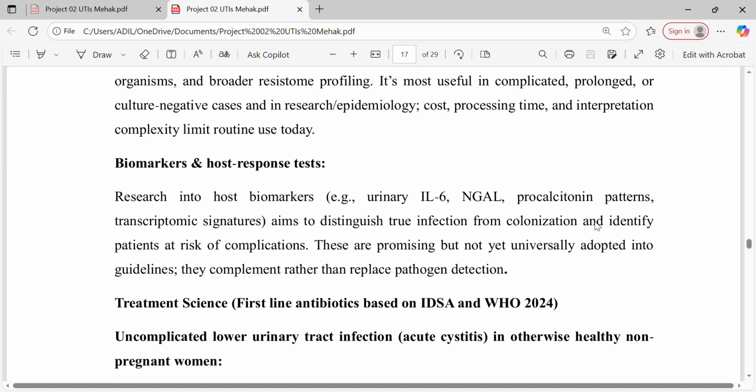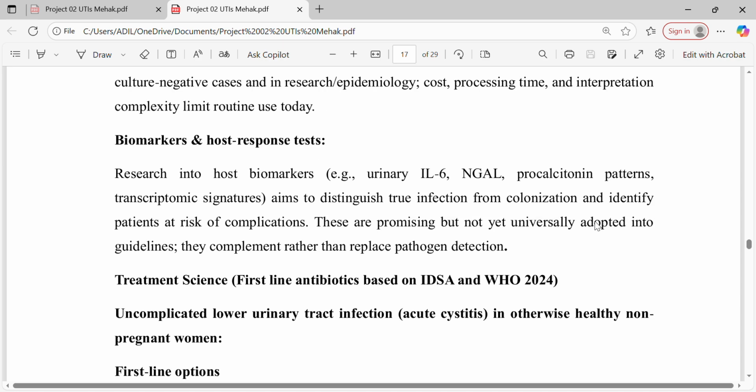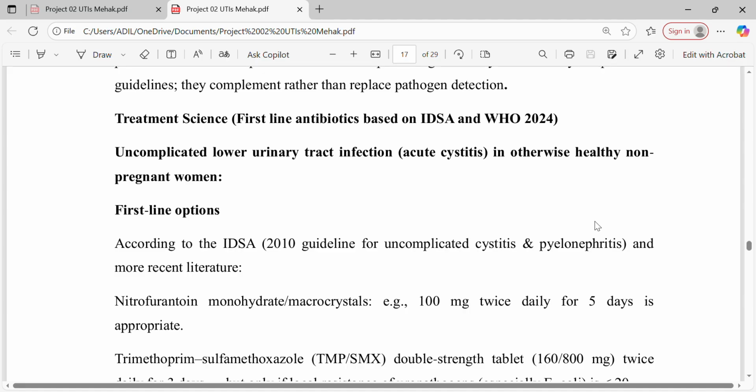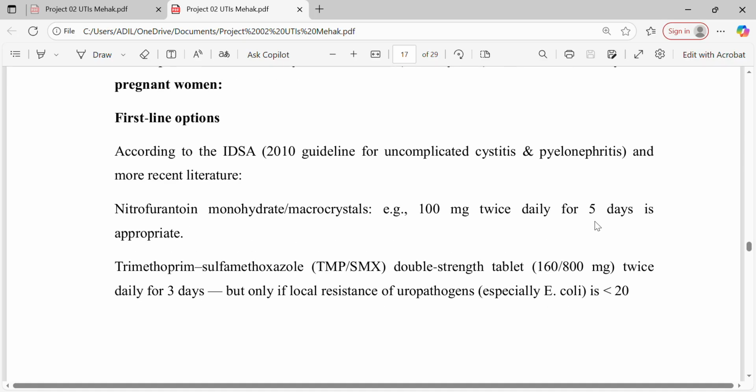Treatment science: first-line antibiotics based on IDSA and WHO 2024. Uncomplicated lower urinary tract infection, acute cystitis in an otherwise healthy non-pregnant woman. First-line options, according to the IDSA 2010 guidelines for uncomplicated cystitis and pyelonephritis and more recent literature: nitrofurantoin monohydrate 100 mg twice daily for 5 days is appropriate.